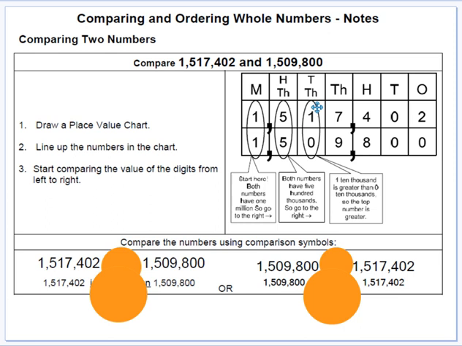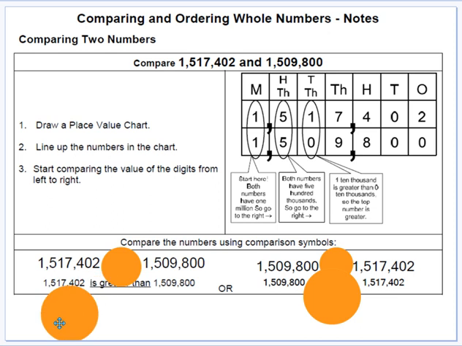So we're going to go to our next place value to the right, which is our 10,000s. When we look at the digits in the 10,000s place, we can see that 1 10,000 is greater than 0 10,000s. So the top number is greater in this case, and we can stop comparing our numbers at this point. The difference between the two numbers in this particular place value is what tells us which number is larger and which number is smaller. So our 1,517,402 is going to be our larger number.